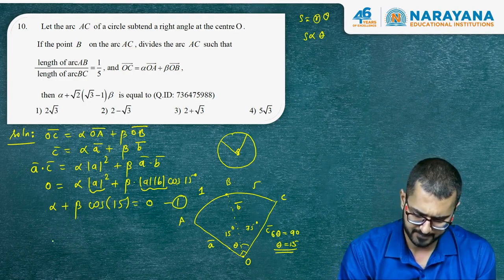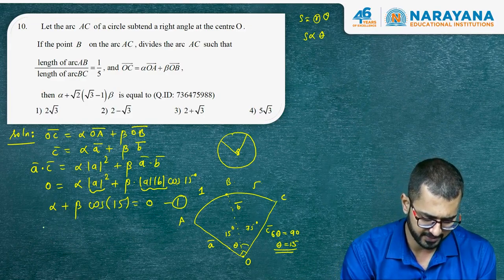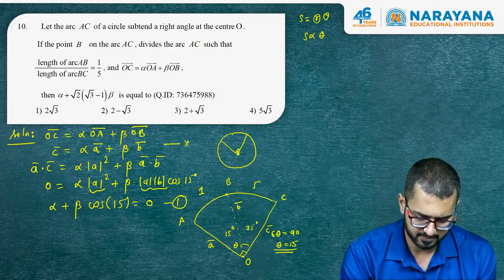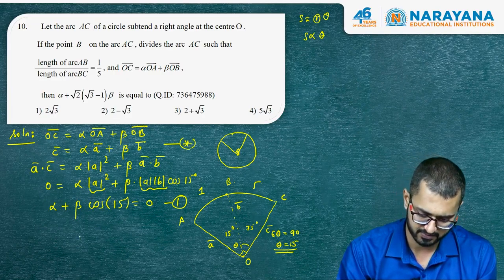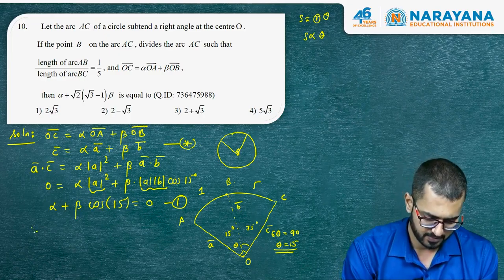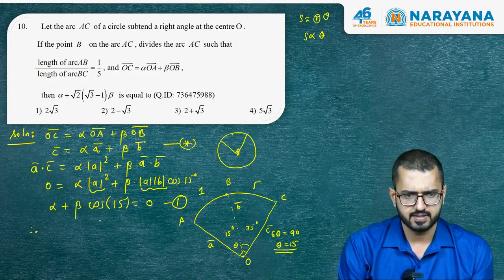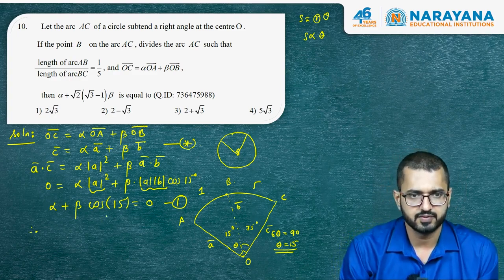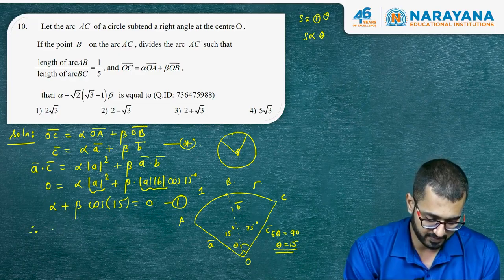So we will now dot with B. If I dot with B, I'll have this as my star equation. Let us see what we get. Our goal is to get two equations. Solving them would give us the value of alpha and beta, and that's what we are searching for. So yes, let's dot with B.